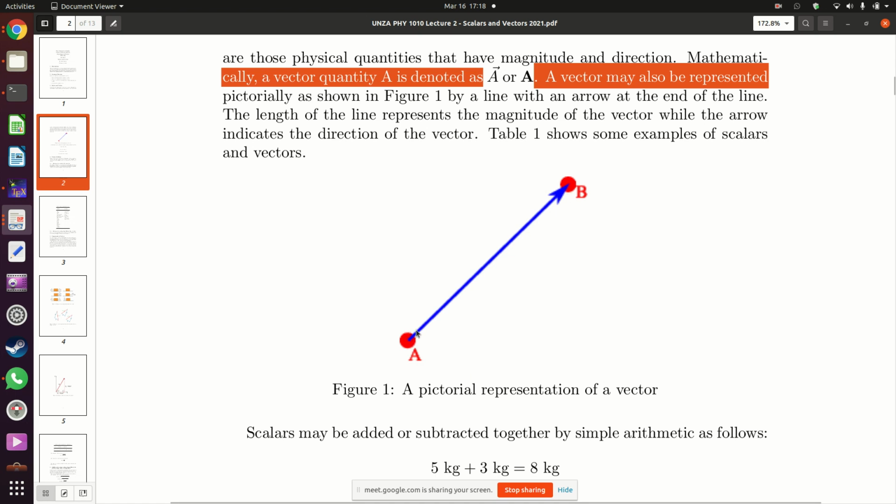Okay, so it needs to have a start point. The vector is starting at A here, then it ends at B. Then the direction in which the vector is pointing is shown by the arrow there. So whenever we are talking about a vector, you need to show the direction in which the vector is pointing. Okay, it's possible for you to draw your arrow to scale. However, that will not be necessary.